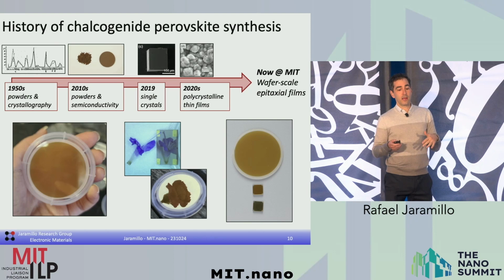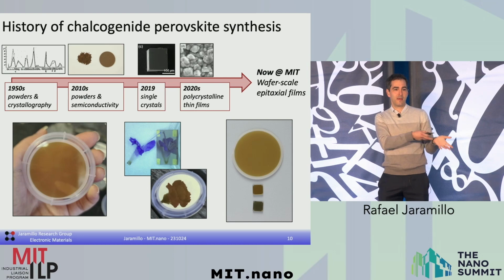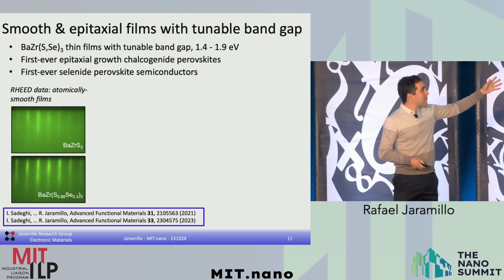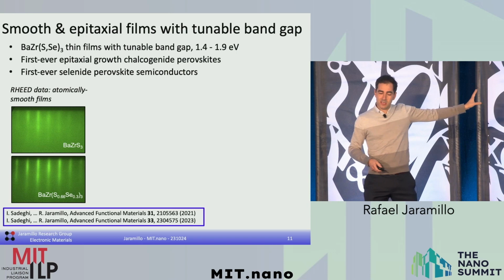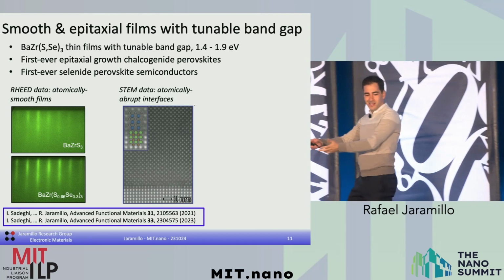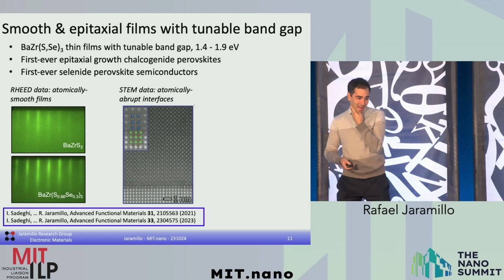If you want to go from an orange material towards something useful for solar cells, you want to make it more brown because you want it to be darker and absorb more of the light. So we've done that. We've made these films epitaxially with tunable band gap from 1.4 to 1.9 eV. The data here is really only for specialists, but it demonstrates atomic smoothness and epitaxial growth. This data Jim already showed, so this is a sort of microscopy that I can't do, but others can. I'm showing atomic scale interfaces.